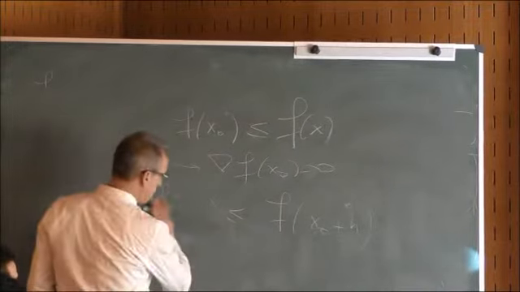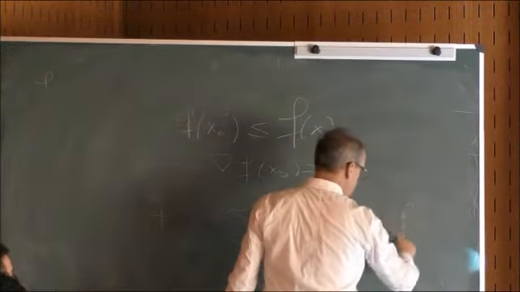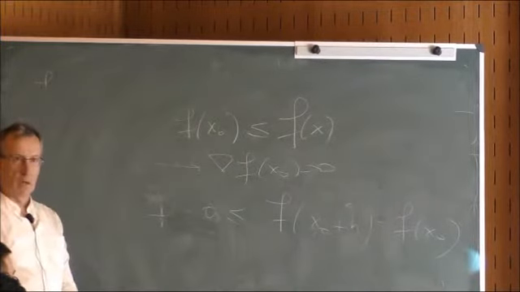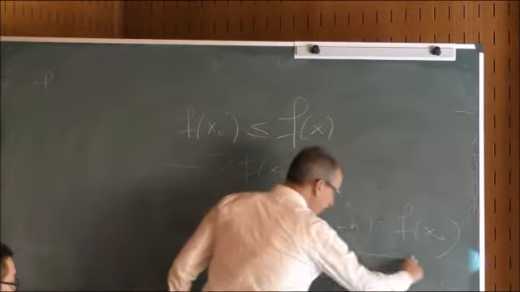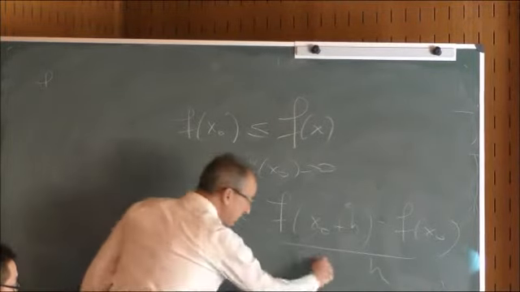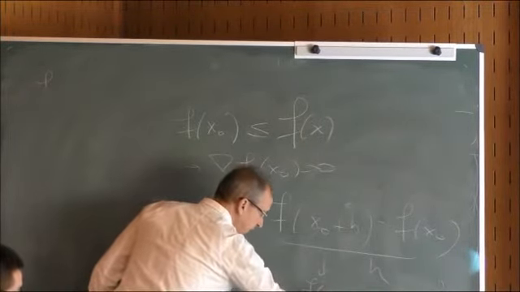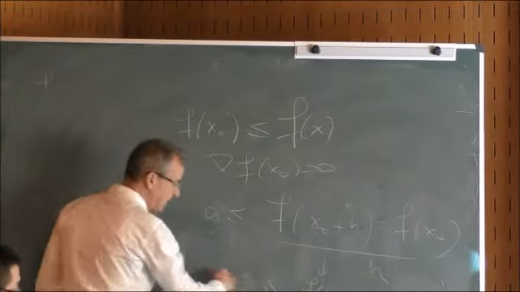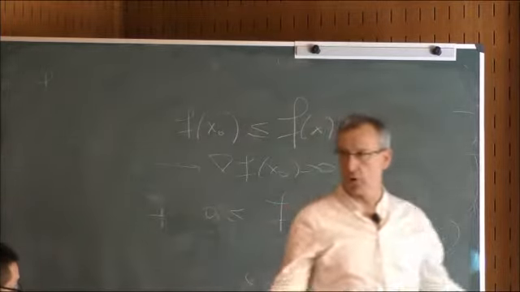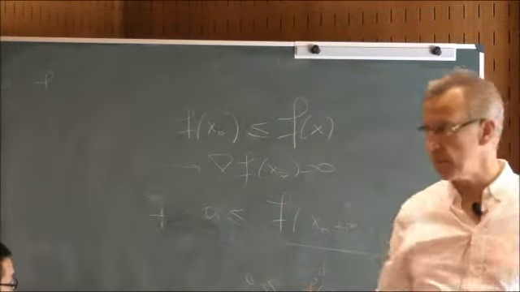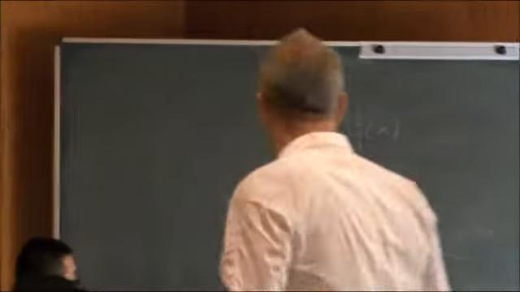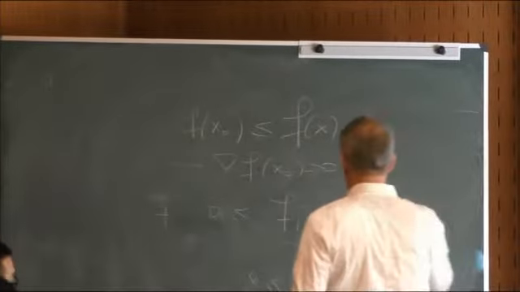Then I can subtract f(x0) here, and I can say this is greater than 0. Now I divide by h. If h is positive, this is positive, and when I pass to the limit, I get the derivative of f at x0, so that this is positive. But if h is negative, I get it to be negative. So the derivative is both positive and negative, so it's 0. That's the end.